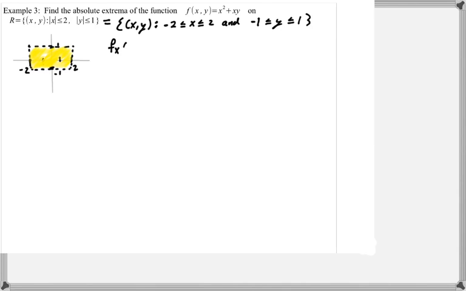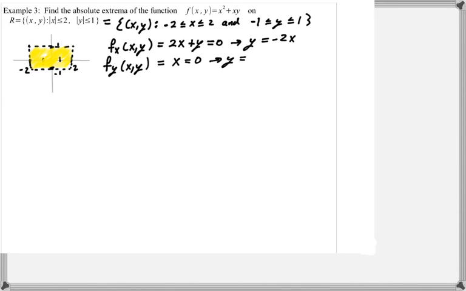Okay. So first we'll look at the first partial with respect to x, which is 2x plus y. That's going to be equal to 0 when y is equal to negative 2x. And the first partial with respect to y is just x. That's going to be equal to 0 when x is equal to 0. So then that implies that y has to be equal to 0. So 0, 0 is certainly in our region, so we will consider it.